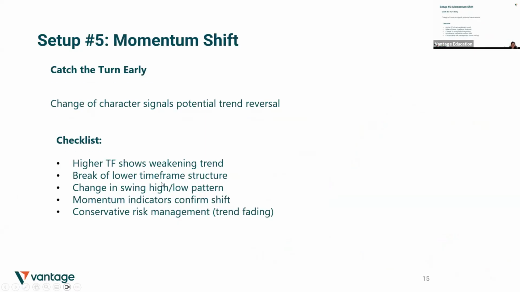All right. And the last setup, momentum shift. Catch the turn early. Change of character signals potential trend reversal. Change of character: the higher time frame shows a weakening trend, break of lower time frame structure, change in swing high, swing low pattern. Momentum indicator confirms the shift. Conservative risk management, trend fading. So this is what they mean.